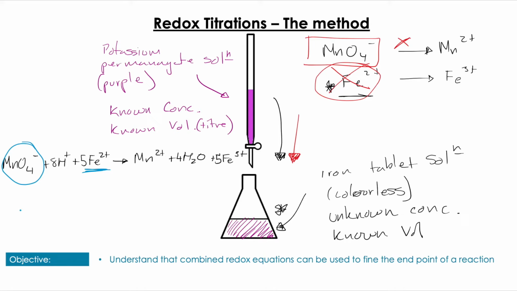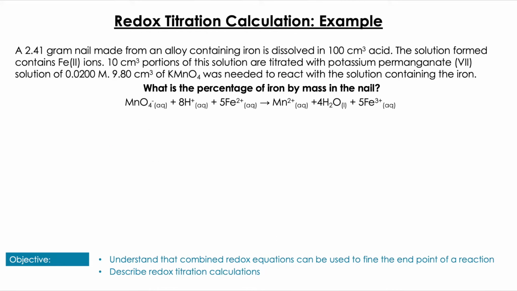And we're going to look at a method of how to complete this calculation and have a little bit of practice. Okay, so here's an example question. In this one, we've got an iron nail that we're trying to determine the percentage by mass of iron of. So the first thing I'm going to do is read through this question, and highlight the important information from the question. That's always key for us to be able to do the calculation correctly.